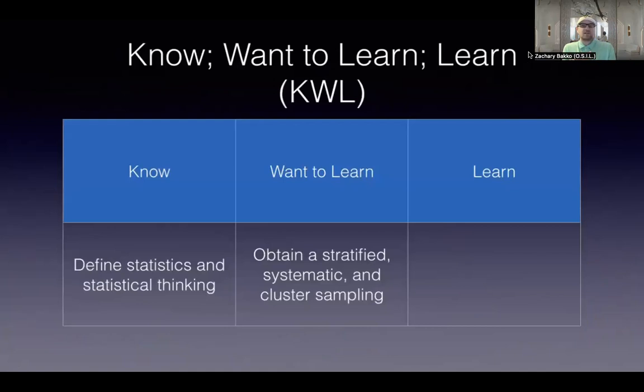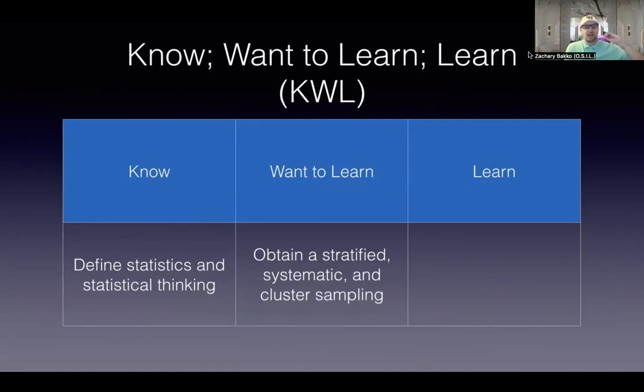Then we're going to have this thing called a know, want to learn, and learned chart. Before you start filling it out, do not fill it out. This is an example. What I want you to do is for 1.1, for 1.2, for 1.5, all of those, I want you to look through those and first write down in the know column everything that you know, that you're like, I got that. I know what a parameter and statistic is. I know what stratified sampling and systematic and cluster sampling are. So that'd be your know column.